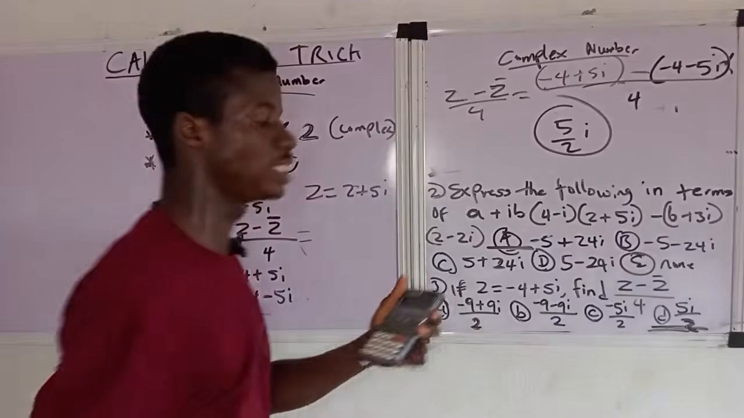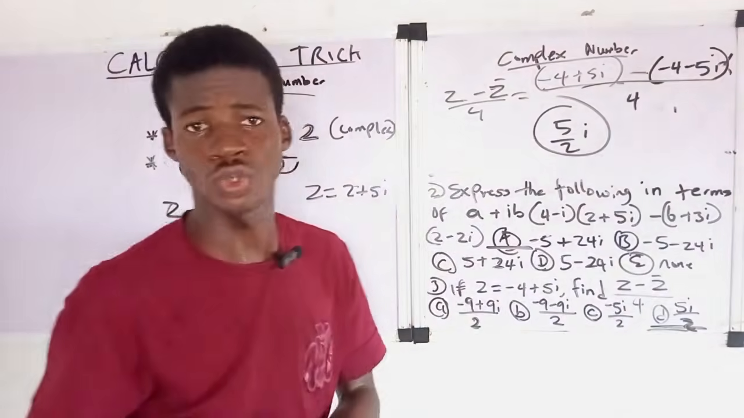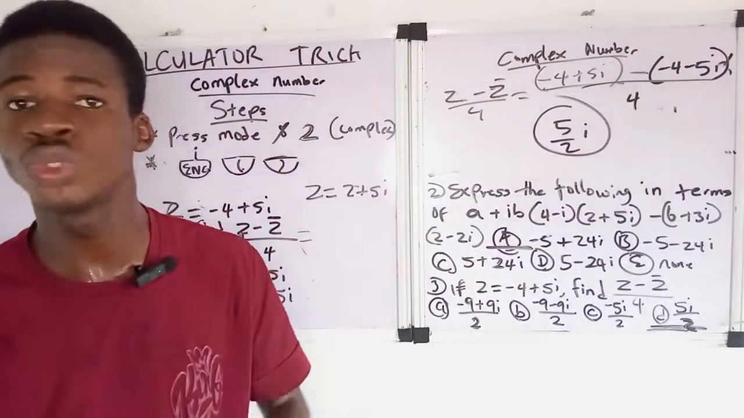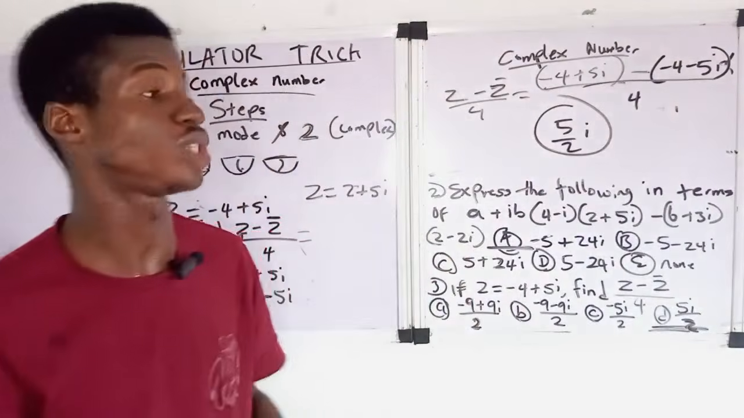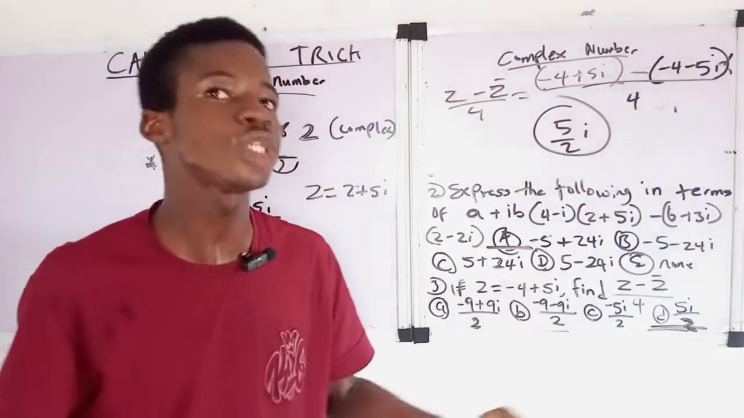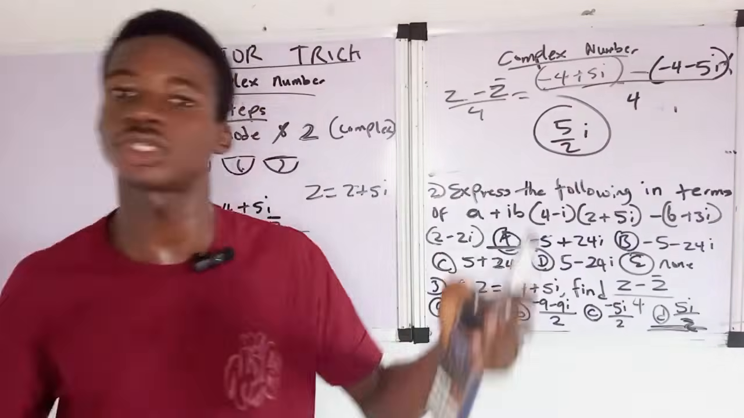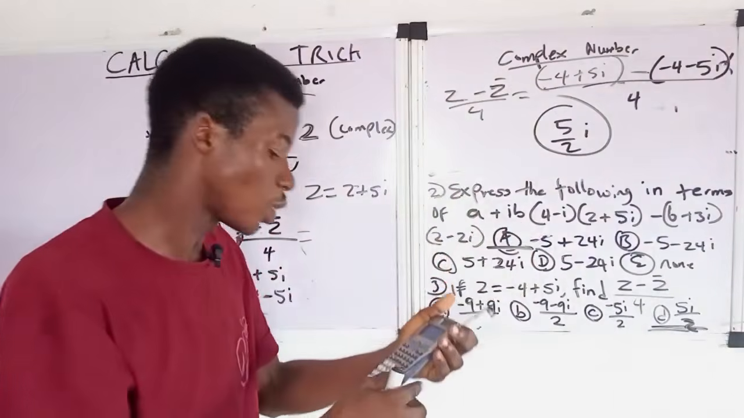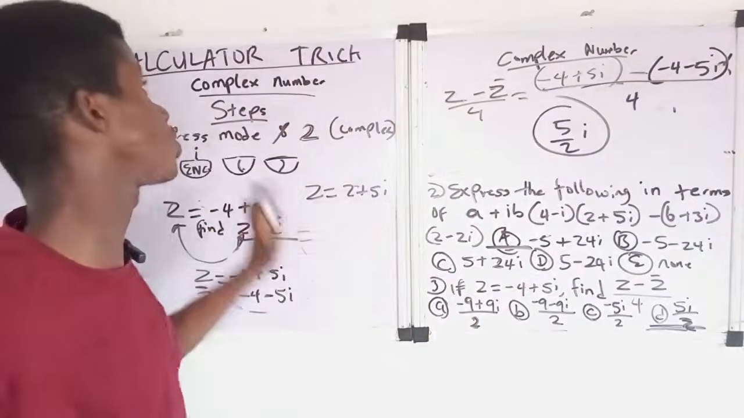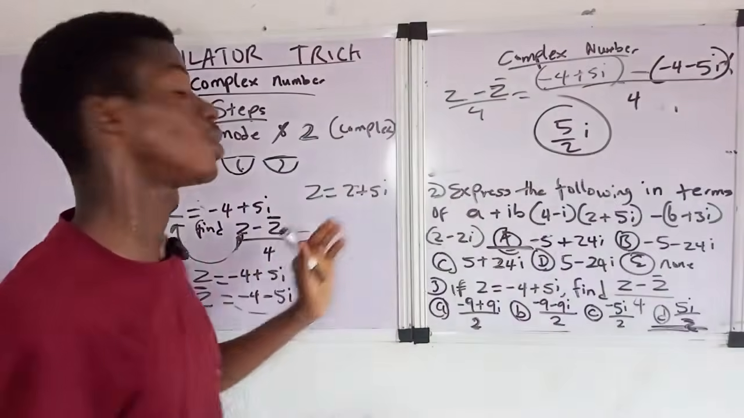Which is D. Okay, so this is how you can use the calculator trick to solve questions on complex number. You don't need to start solving using your head. You just need to use the calculator. So this is how you solve questions using the calculator trick on complex number.